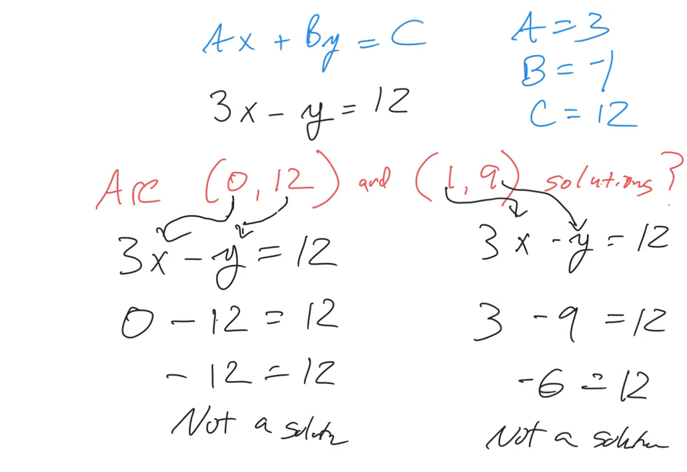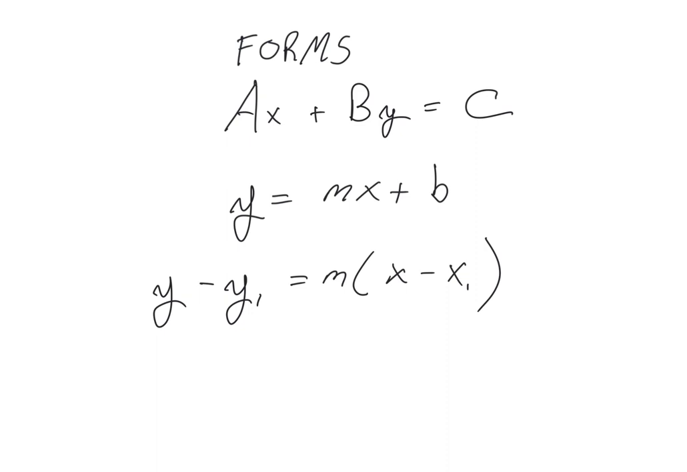What does that mean on the graph itself? It would mean that if this were a solution, which it's not, but if it were a solution, that would mean this data point is on this line. So that's when we say, is this a solution to a linear equation? We're asking, is the data point on the line itself? So there's my three types of forms that are most commonly used. This one is my standard form.